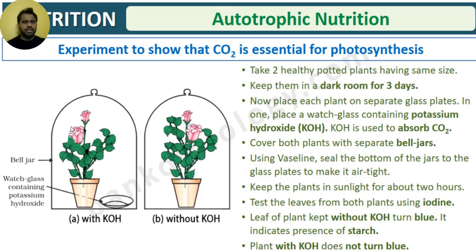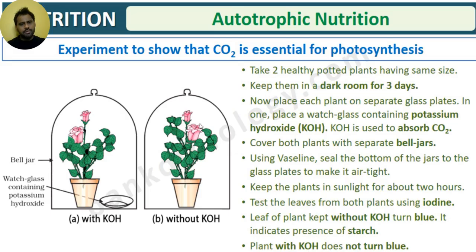CO2 is practically not there. KOH has absorbed CO2. So this plant does not have CO2. Okay, so logically, with the absence of CO2, this plant will not be able to participate in photosynthesis. Now, this one doesn't have KOH, so it has not absorbed CO2. CO2 is present. So this will be able to perform the process of photosynthesis.